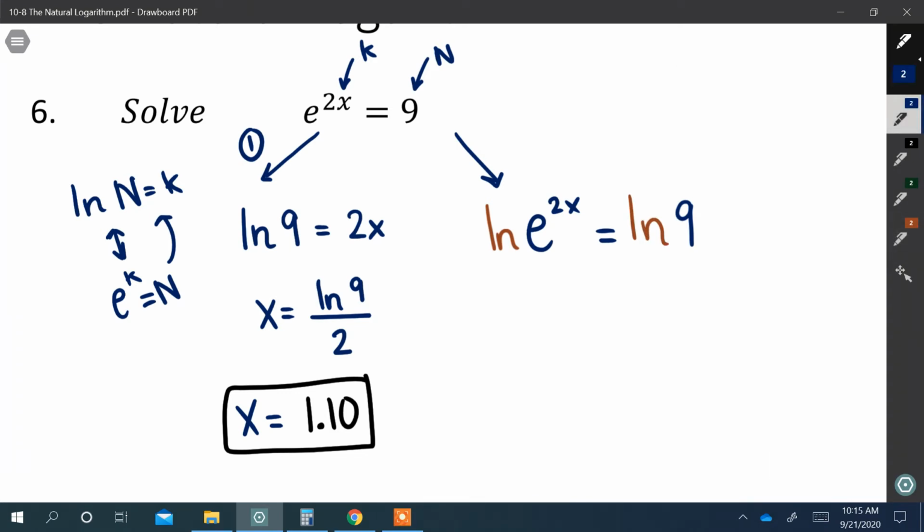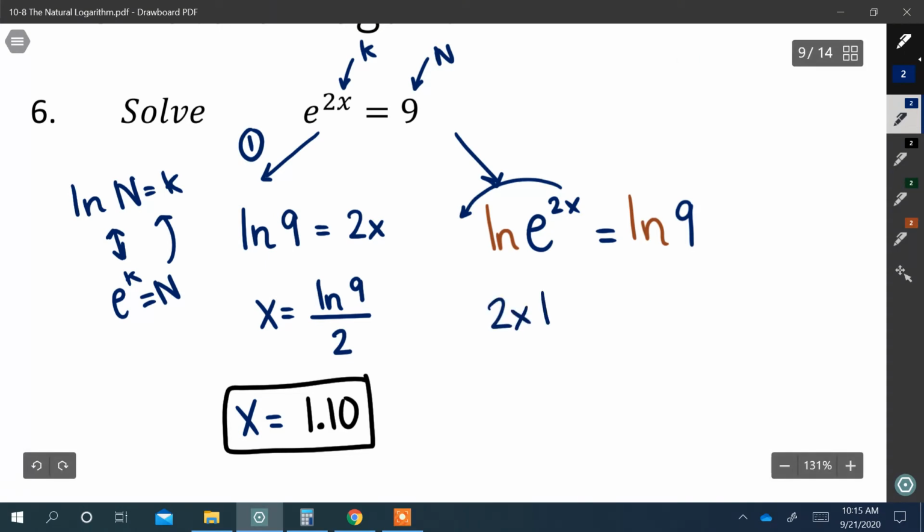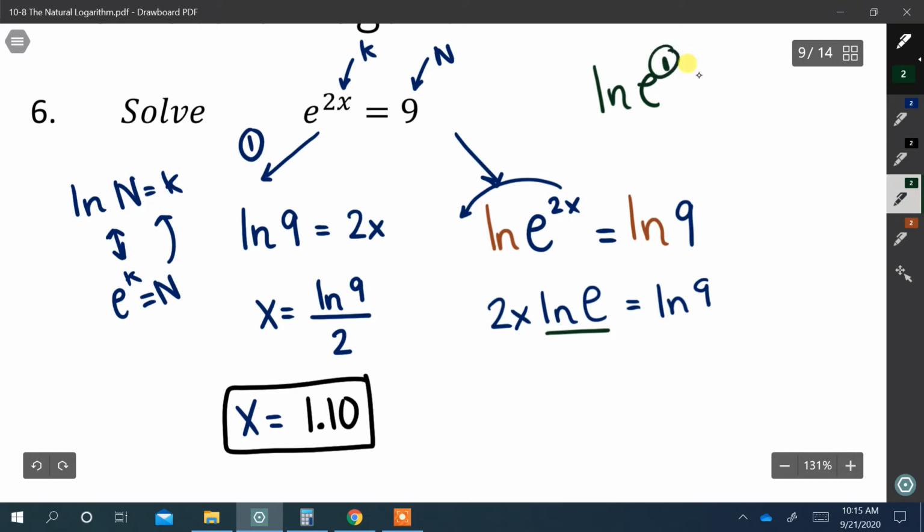What happens in here? Well, this right here, you bring it right there, and then you get 2x is equal to the natural log of e. And now, what is the natural log of e? Since the 1 is an exponent right there, this right here is 1. So the natural log of e is just 1.